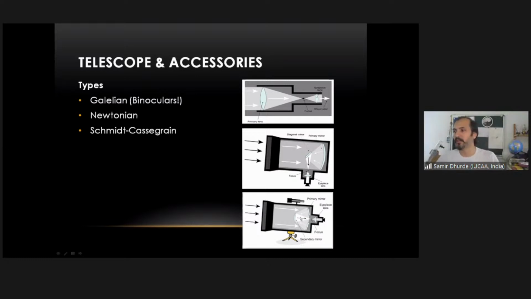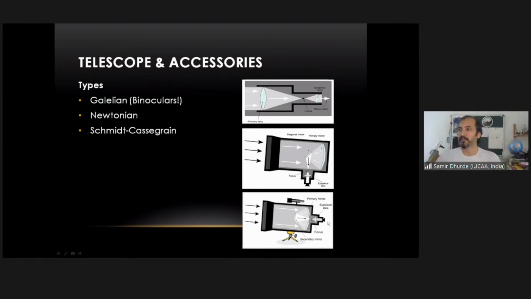So although there is a small obstruction, we are still able to look at the object in the same direction as the flow of light. You can put your eye here, and then it becomes like the other telescopes.